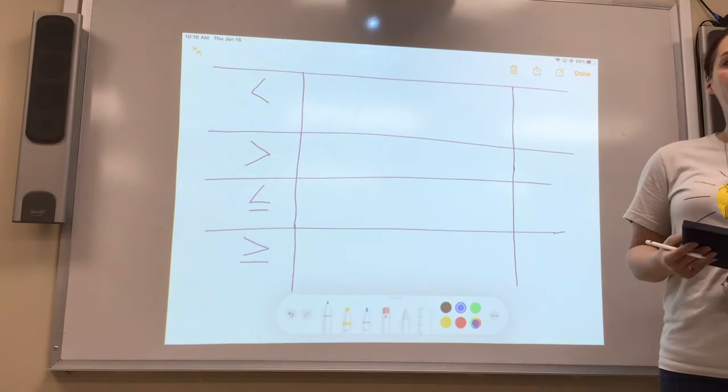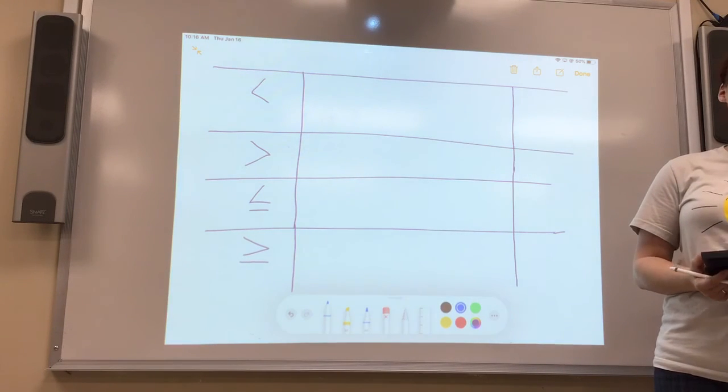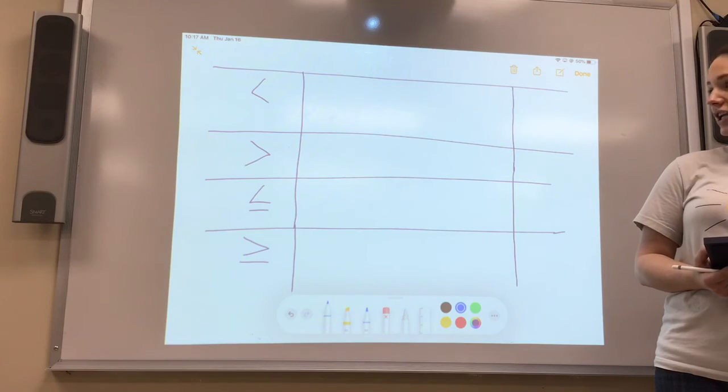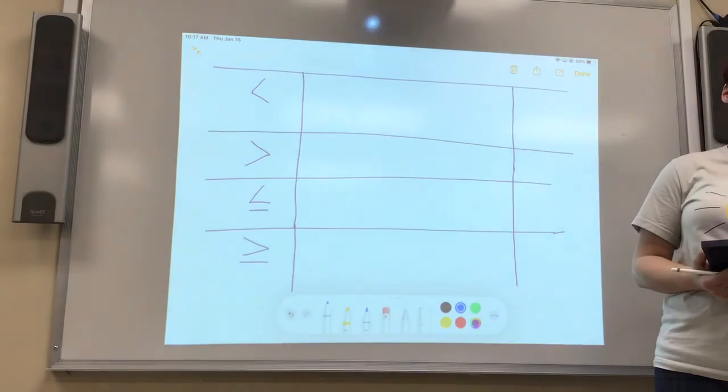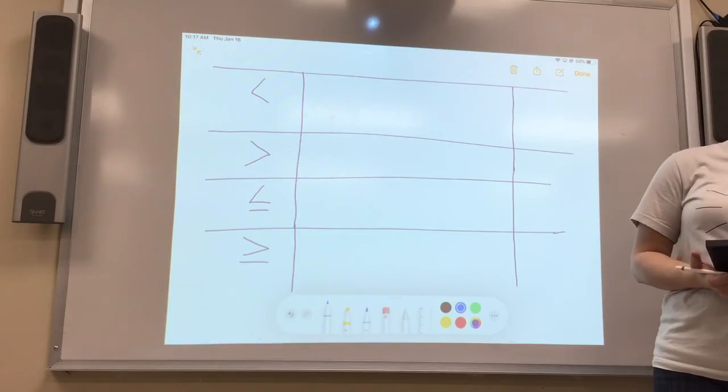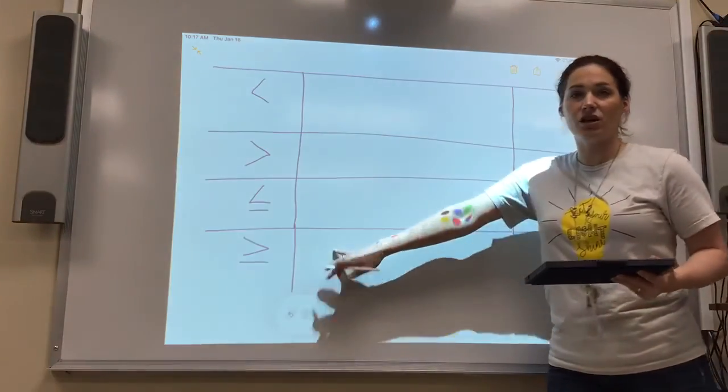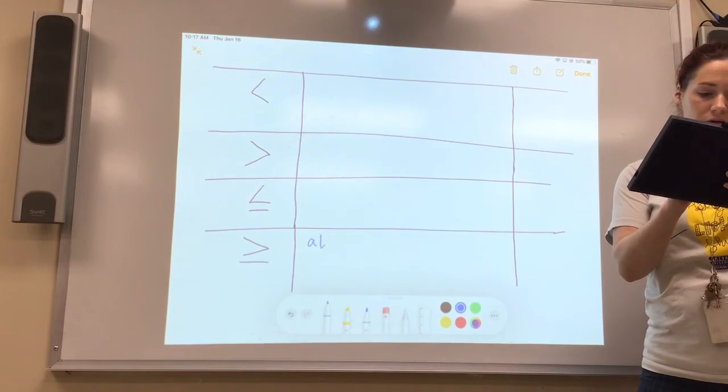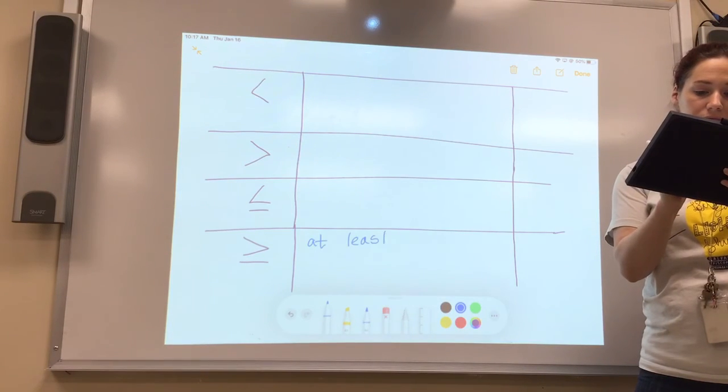Like in one of the word problems, we used at least. Which inequality was at least? If I told you to eat at least 4 cookies, what am I telling you? Greater than or equal to. 4 or more. So at least is going to go down with greater than or equal to.